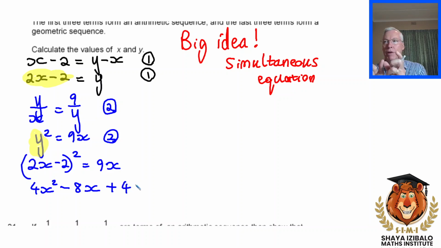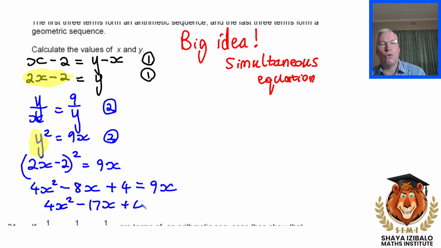If you need to write the two brackets next to each other and take an extra line, no problem. Much better to do it slowly and get it right than to do it fast and get it wrong. What we now get is 4x squared, and I'm going to subtract 9x from both sides. Plus 4 equals 0. This is a quadratic equation.